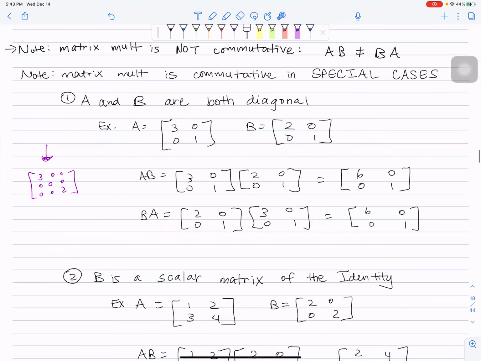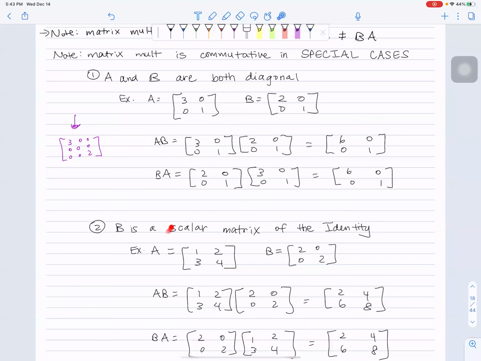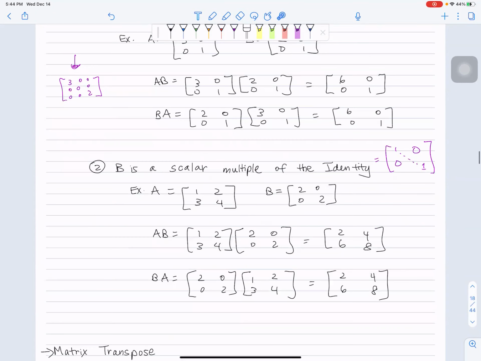Okay. So there's another case where it might be commutative, which is if B is a scalar multiple of the identity. A could be any random matrix that you want it to be, but B should be a multiple of the identity matrix, which, let's recall, has ones all along the main diagonal and zeros everywhere else. As long as it's a scalar multiple of this, so you could have like 3, 3, 3, 3, or 10, 10, 10, 10, etc., then multiplication will be commutative. And you can test it out by actually doing the multiplication and see we get the same answer.